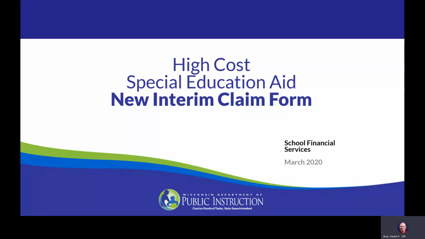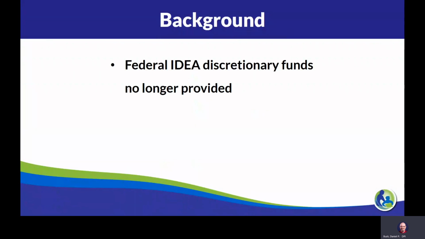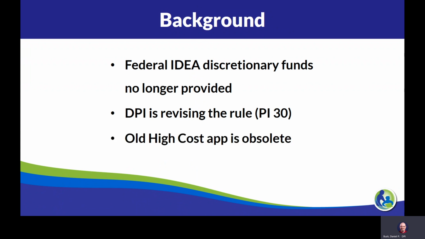Hello. This session is to discuss the new interim claim form for high-cost special education aid. To provide a little background, federal IDEA discretionary funds were formerly used to supplement the program, but they are no longer being provided. DPI has been revising our administrative rule, PI 30, as a result. Finally, the old high-cost application through the former special education portal is obsolete and has been decommissioned.